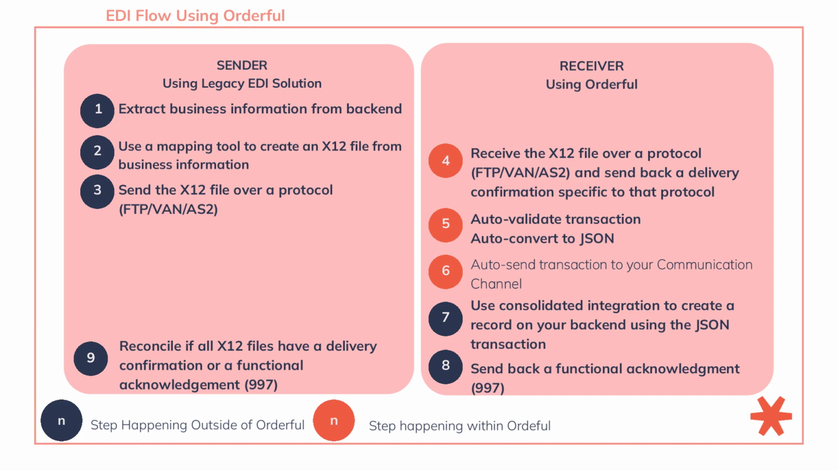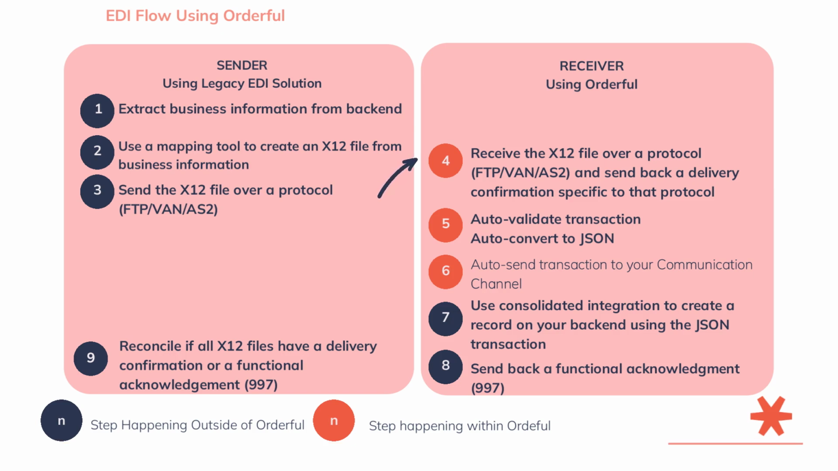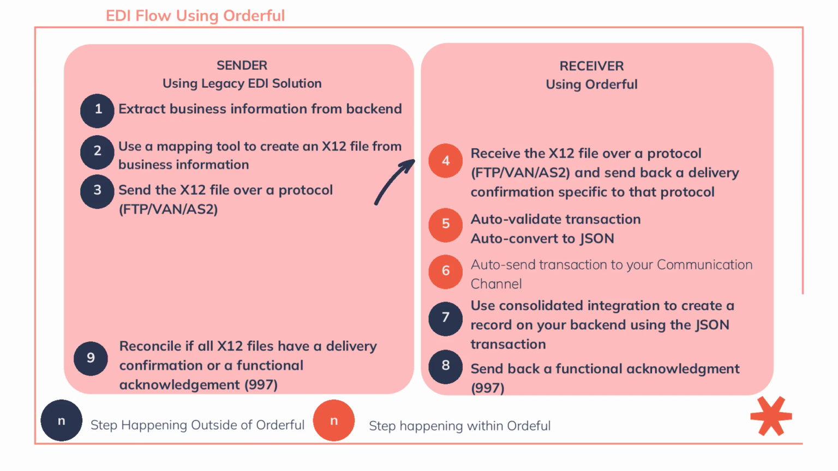2. They use a mapping tool to create an X12 file from the business information. 3. They send the X12 file over a protocol, such as FTP, VAN, or AS2. 4. Within Orderful, the receiver, who is an Orderful customer, receives the X12 file over a protocol and sends back a delivery confirmation specific to that protocol.